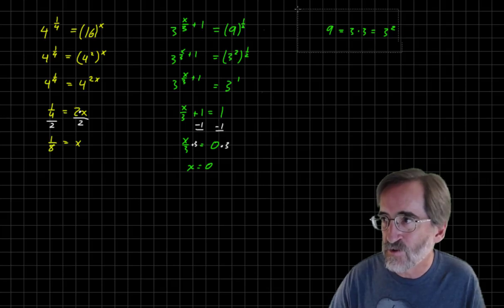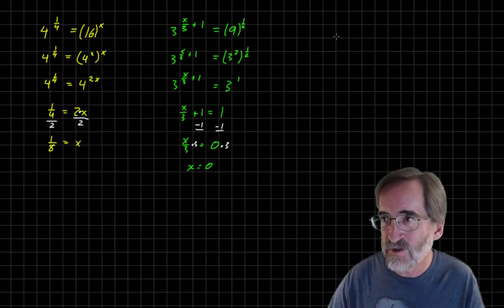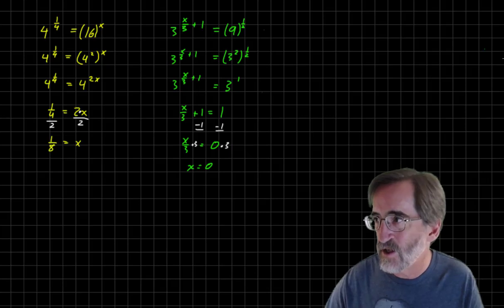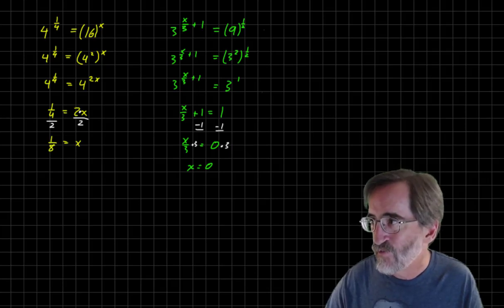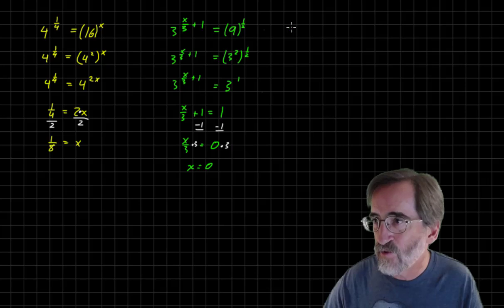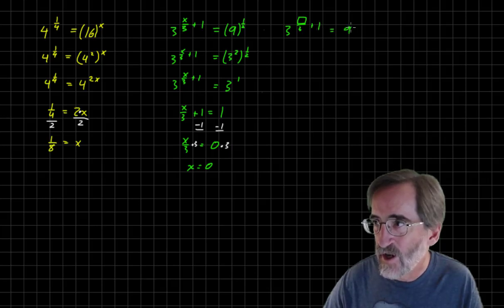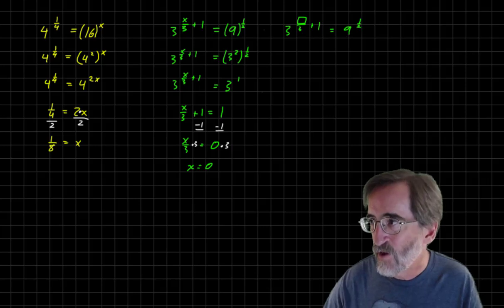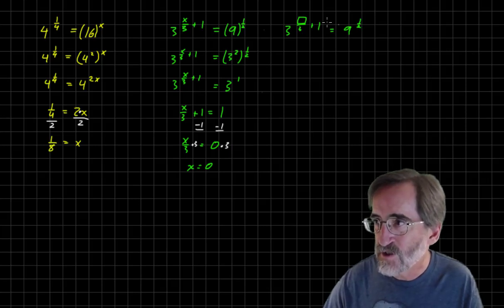I'll do that in this case. We can always plug in the value we got. So we can say 3 to the x divided by 3 plus 1 equals 9 to the 1/2, and we can substitute 0.